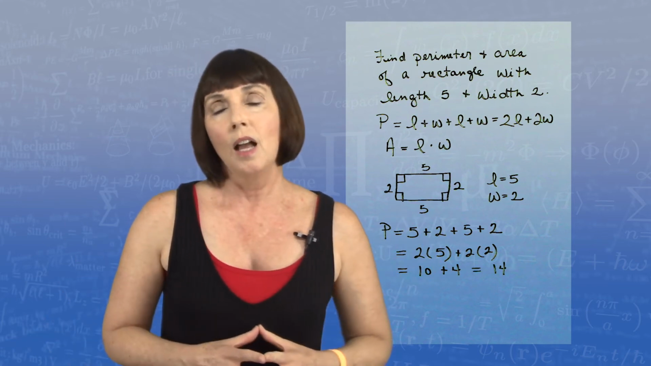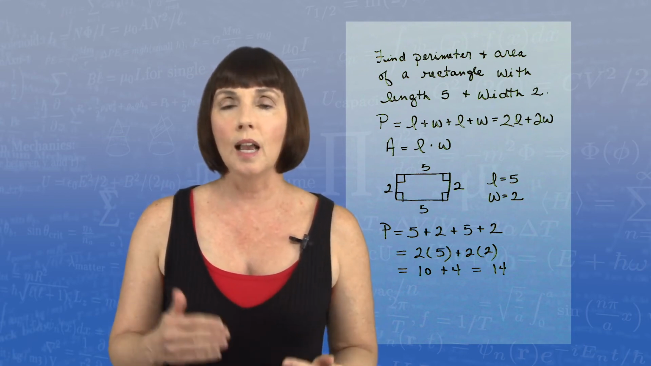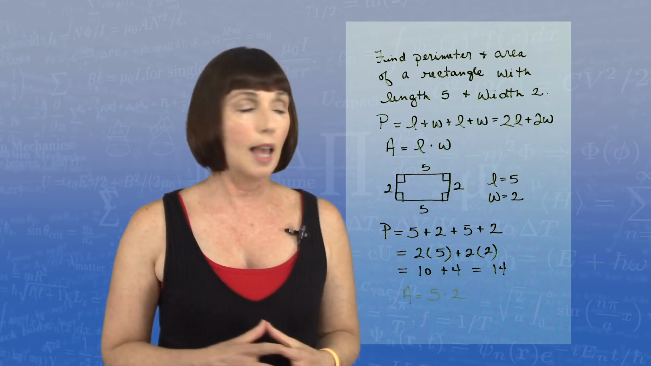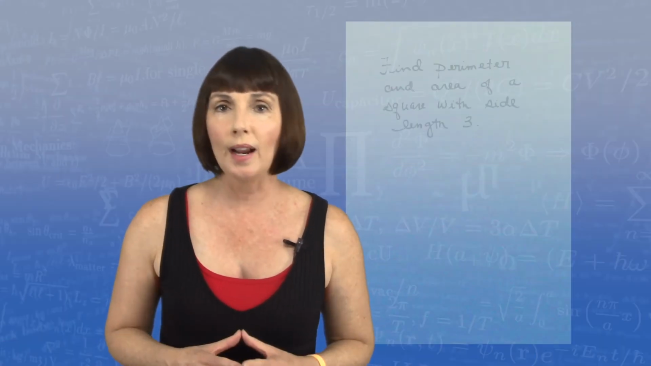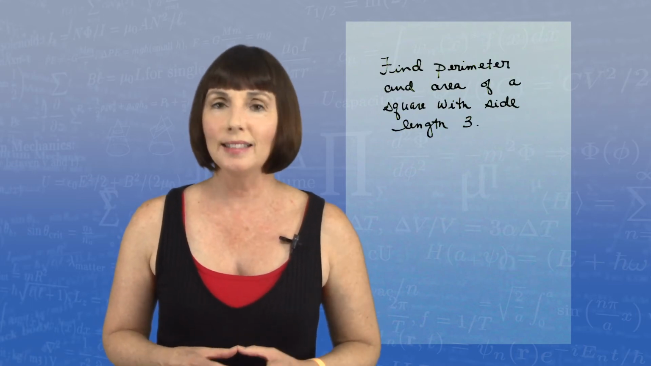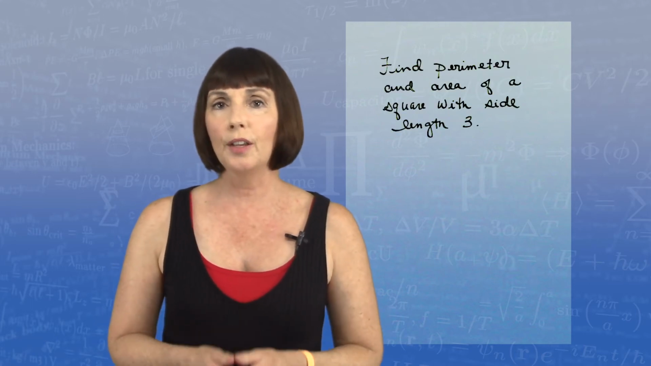And the area of our rectangle is equal to L times W. So in this case, that is 5 times 2, and the area is equal to 10. Okay, let's do an example with a square. Let's find the perimeter and area of a square with side length 3.